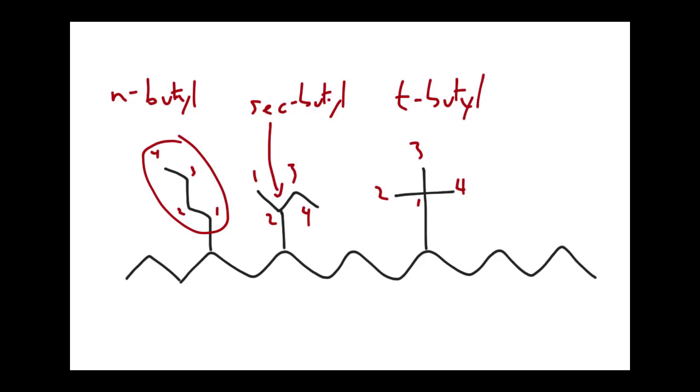We can also have a butyl chain where we actually go 2 molecules off and represent it like this. So we have 1, 2, 3, 4, and this one we will call an isobutyl.